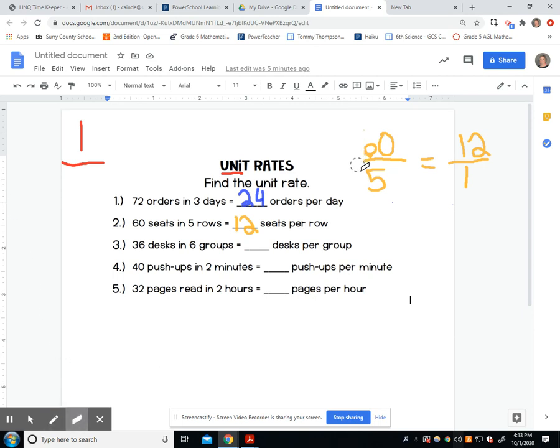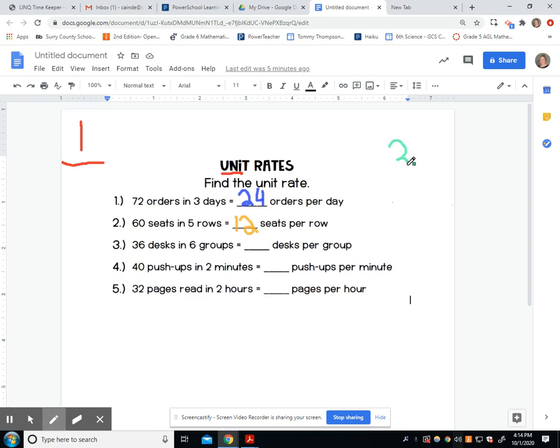Remember, a unit rate tells us how much one of something is. Like a unicycle has 1 wheel and a unicorn has 1 horn. And a unibrow is 1 ginormous eyebrow. So let's look at problem number 3.